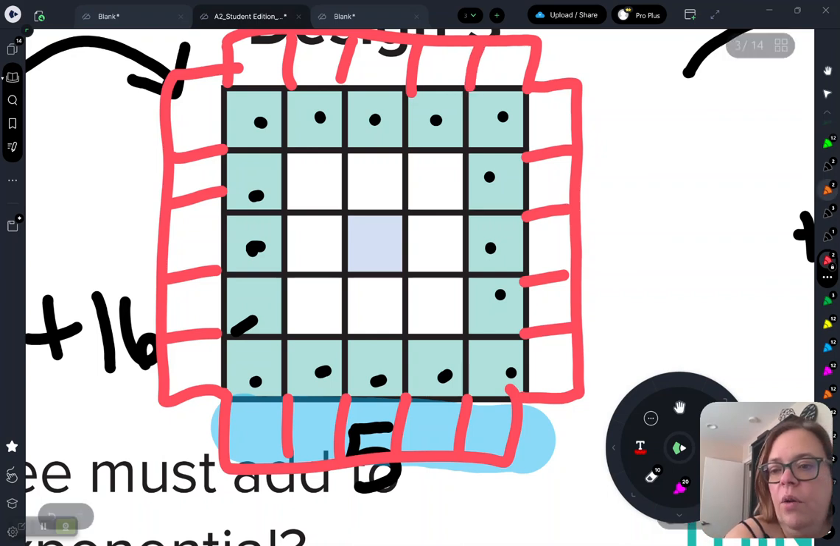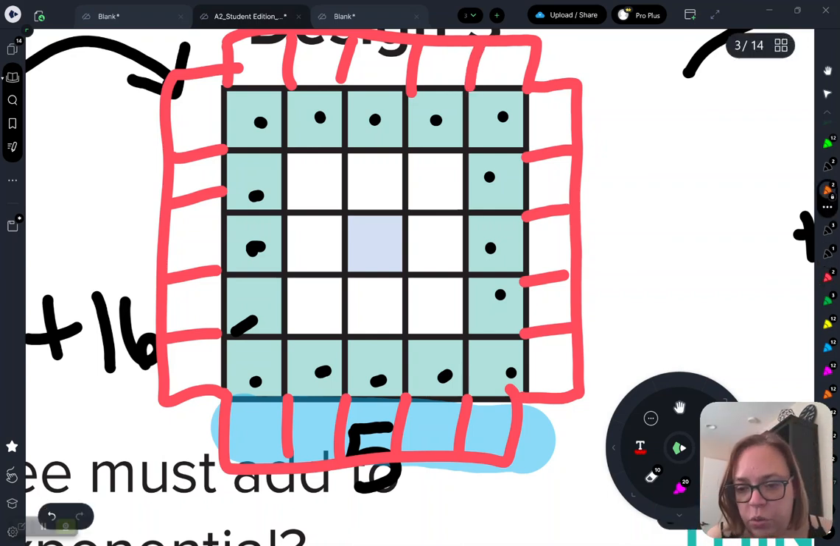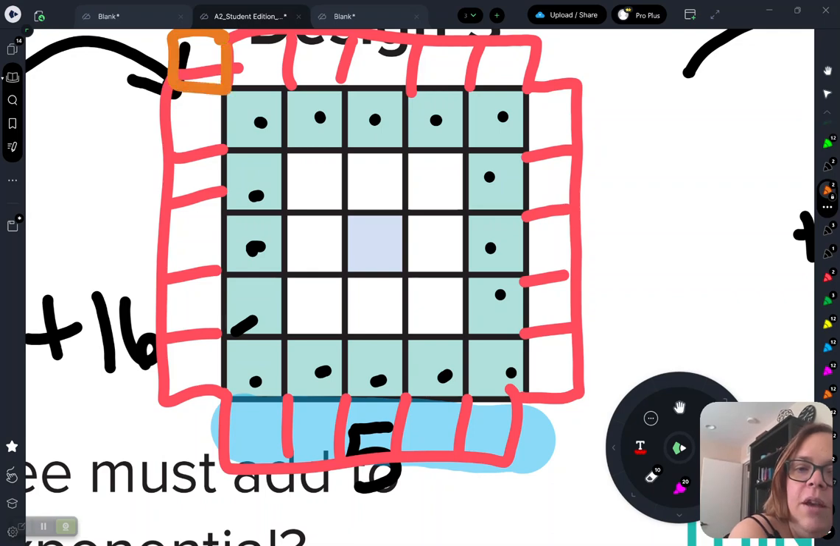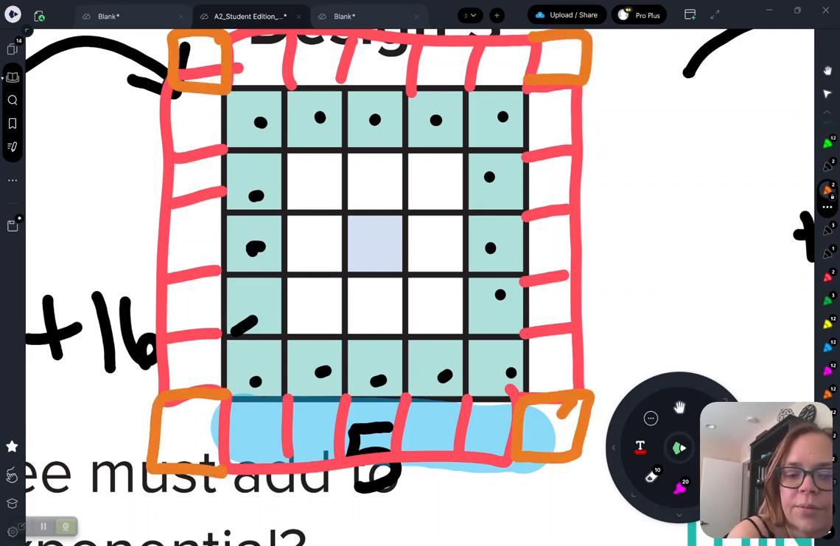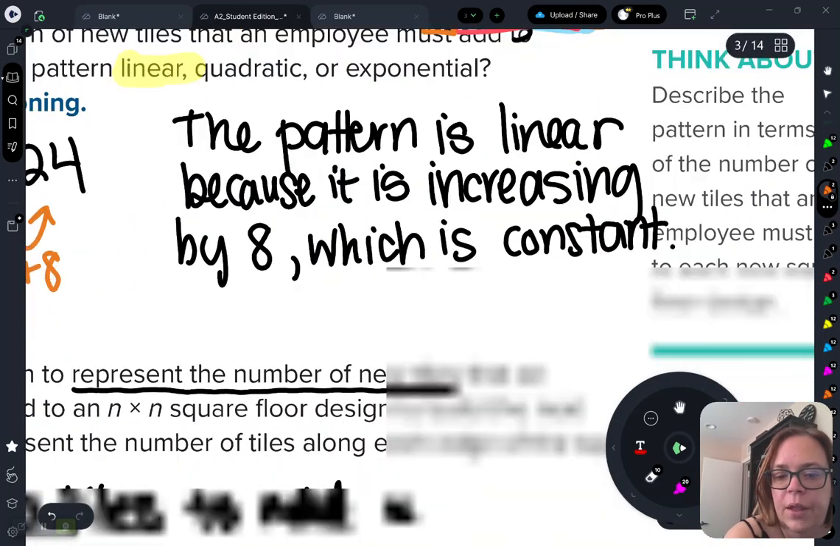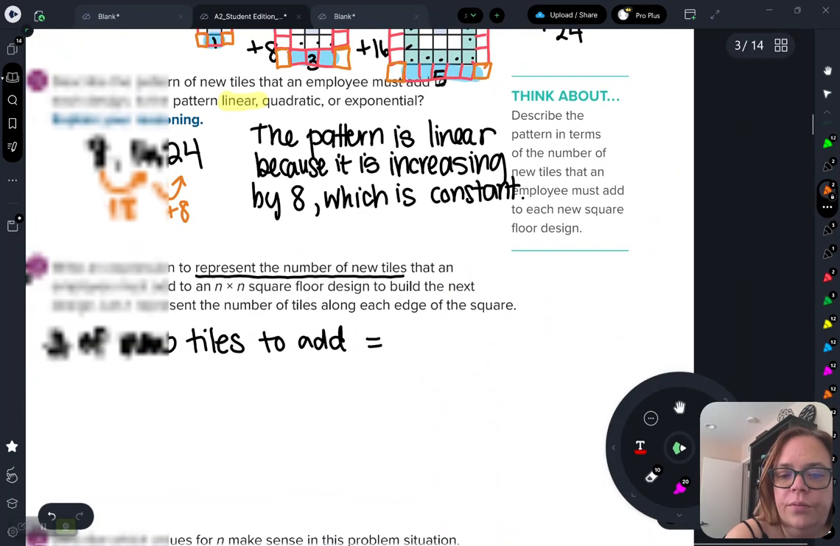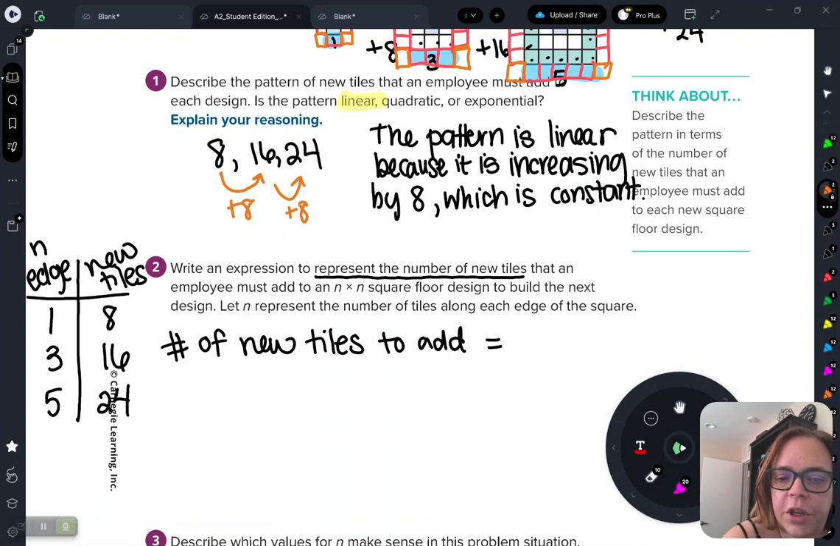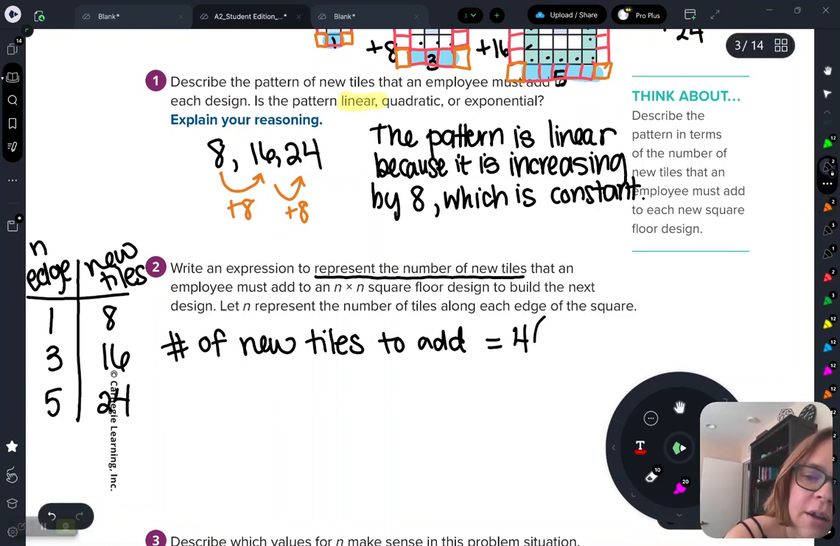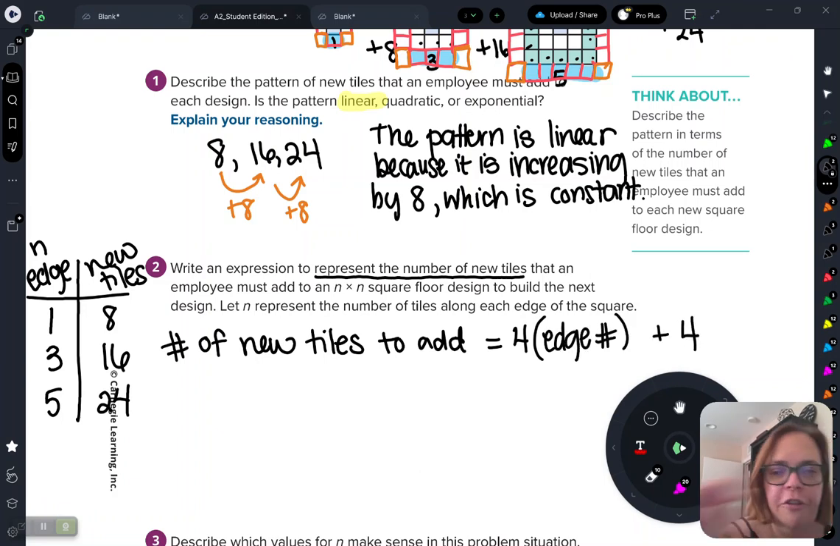And then again, we have those 4 corners. So this is just one way to think of it. There might be other ways to think of it about why it's always doing this. Okay, so the number of new tiles to add is basically 4 times the edge number plus 4 for the corners, right? That was the corners.